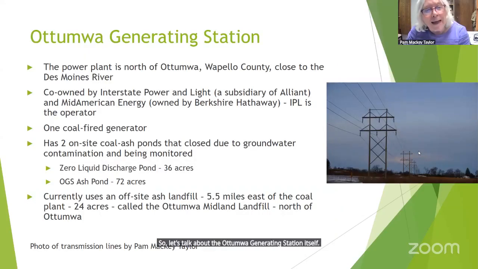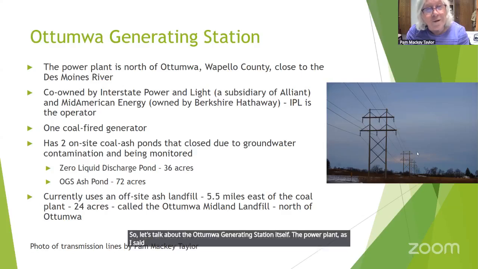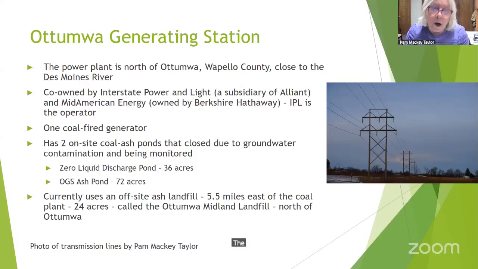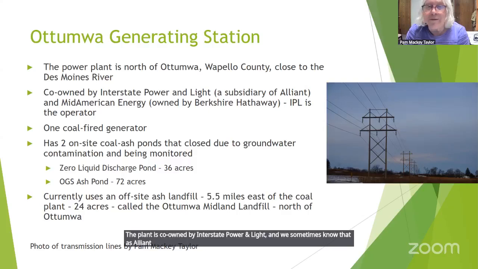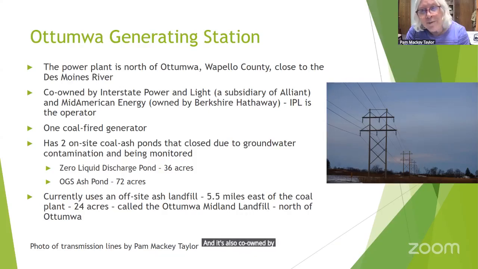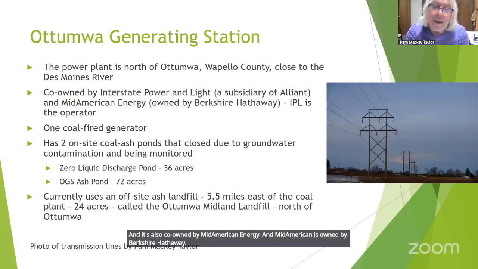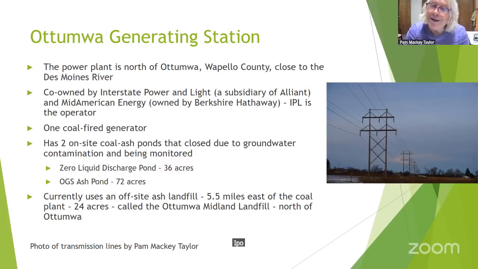So let's talk about the Ottumwa Generating Station itself. The power plant, as I said, is north of Ottumwa. It's in Wapello County, close to the Des Moines River. The plant is co-owned by Interstate Power and Light, and we sometimes know that as Alliant. It's a subsidiary of Alliant. And it's also co-owned by MidAmerican Energy, and MidAmerican is owned by Berkshire Hathaway. IPL is the operator, which means they're responsible for the day-to-day operation of the plant.